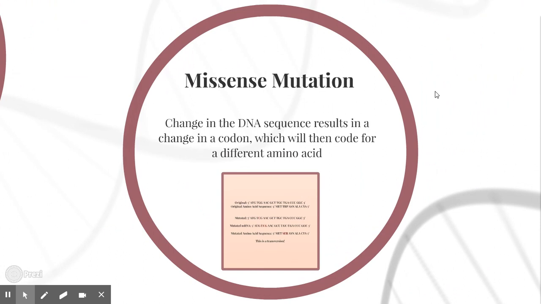So the first type of mutation we're going to talk about is the missense mutation. This is when there's a change in the sequence that results in a change in the codon, which can then code for a different amino acid than what was originally there.